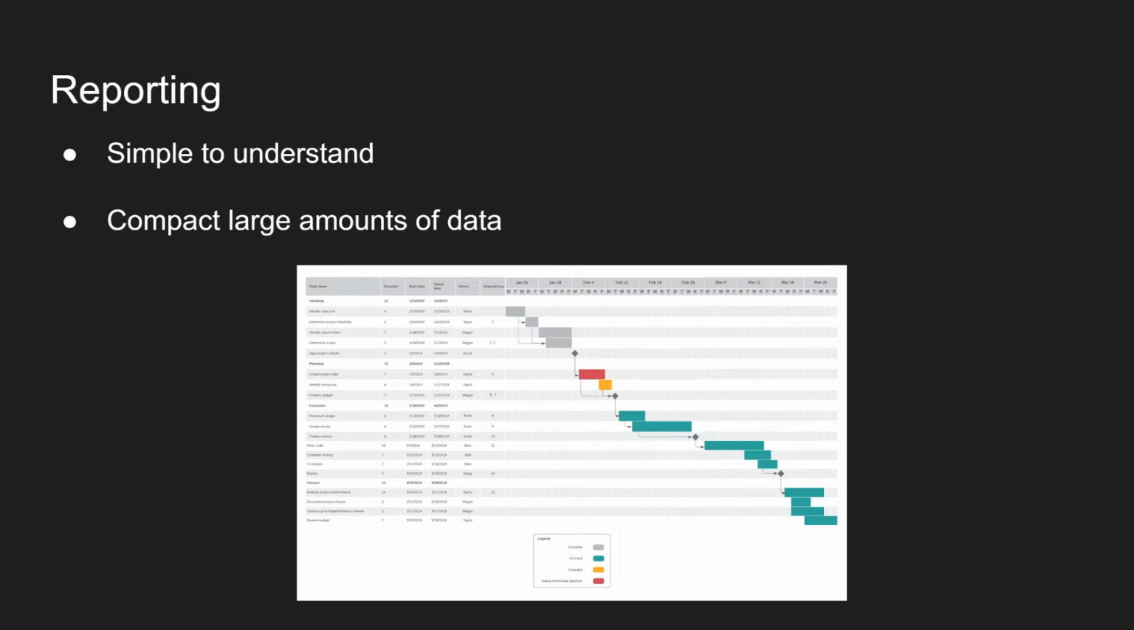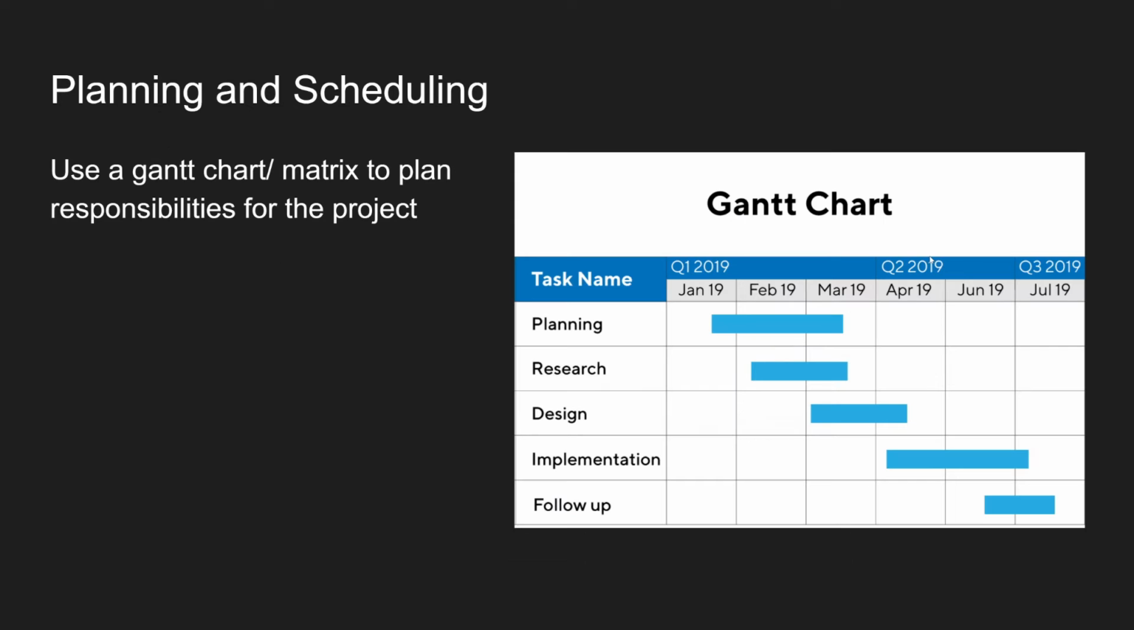When we make our Gantt charts, we don't just make a giant spreadsheet of all our dates. We actually put it in a very easy to read and very easy to understand format. And you want to hand this to your stakeholders so they understand this easily. So for planning and scheduling, use a Gantt chart with easy to view data, a matrix that shows exactly who is responsible for what on the project ahead of time, before you start building.